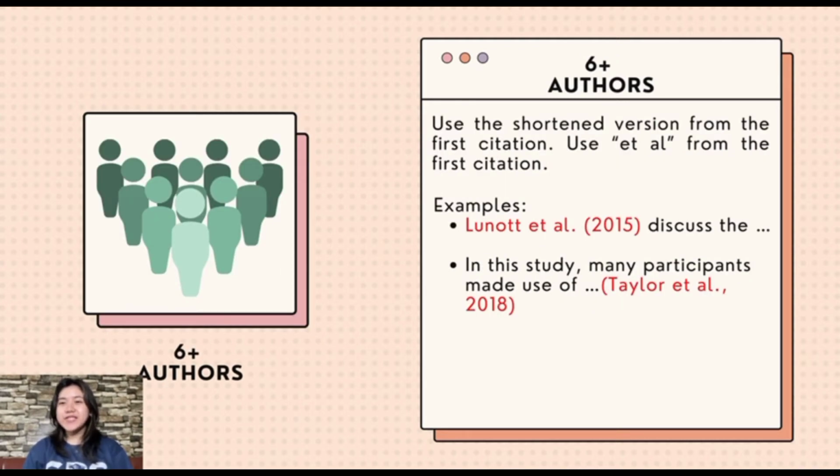Lastly, if a source has 6 or more authors, use the shortened version from the first citation. Sources with 6 or more authors are always shortened, including in the first citation. So for example, Lunat et al. and Taylor et al. Unlike when we were citing 3 to 5 authors, where we only use et al. for the second citation onwards, when we cite 6 or more authors, we directly apply the usage of et al. after the first author's name, whether in the first citation or the second citation onwards.